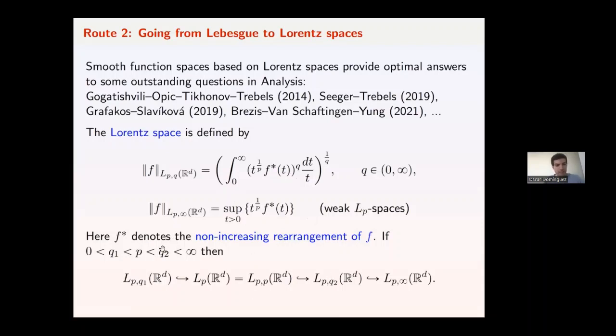As I said, the scale of Lorentz spaces consists of a refinement of classical Lebesgue spaces, and the scale of Lorentz spaces is monotone with respect to the second parameter. So the largest possible Lorentz space is the weak L^p space, and in the special case that q is equal to p in this definition, we recover the Lebesgue space L^p.